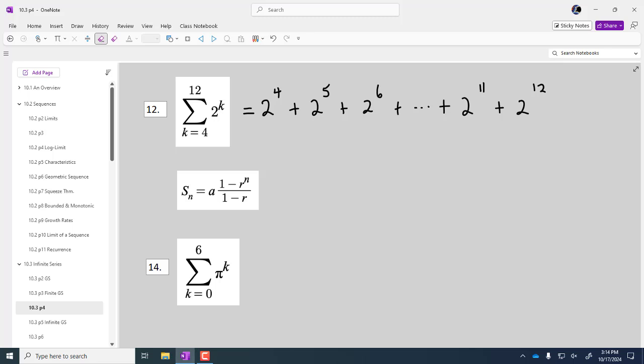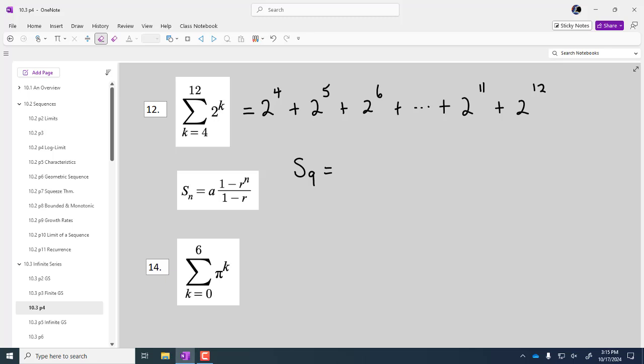Okay, so now in order to find the sum of this, we are going to find S sub 9. We are finding the sum of the first 9 terms. So that subscript of 9 has nothing to do with what the index values are. S sub 9 means the sum of the first 9 terms. So we're going to add these 9 terms together.